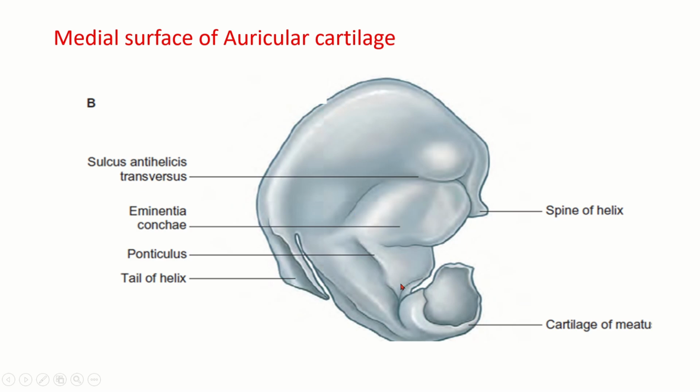You can see the medial surface of the auricular cartilage. So you can see the sulcus antihelicis transversus. You can see the eminentia concha. You can see the ponticulus. You can see the tail of the helix. You can see the cartilaginous part of the external acoustic meatus. You can see the spine of the helix. Spine of the helix. Remember the spine of the helix. When we deal with the auricular muscles, it is important for us.